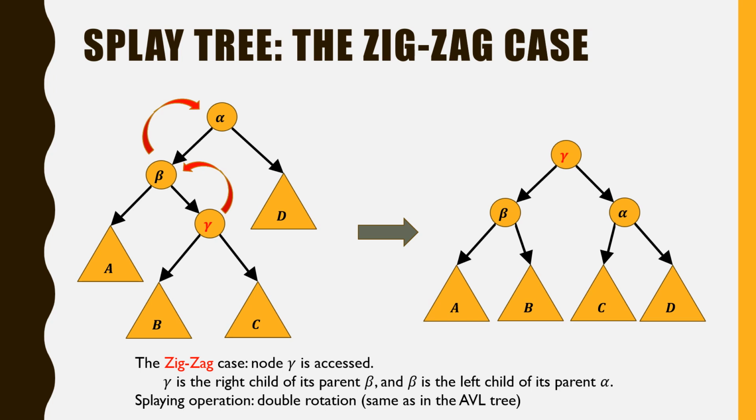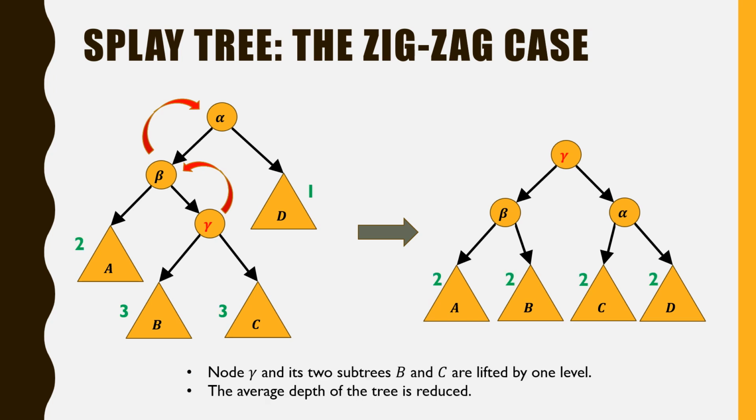The second case is illustrated in the left tree, where the node gamma is accessed. In this scenario, gamma is the right child of beta, and beta is the left child of alpha. This case is called the zigzag case. To handle the zigzag case, a double rotation is performed between gamma and beta, followed by a rotation between gamma and alpha. This splaying operation is identical to the double rotation used for rebalancing in an AVL tree. After the splaying operation, the accessed node gamma is lifted to the root.